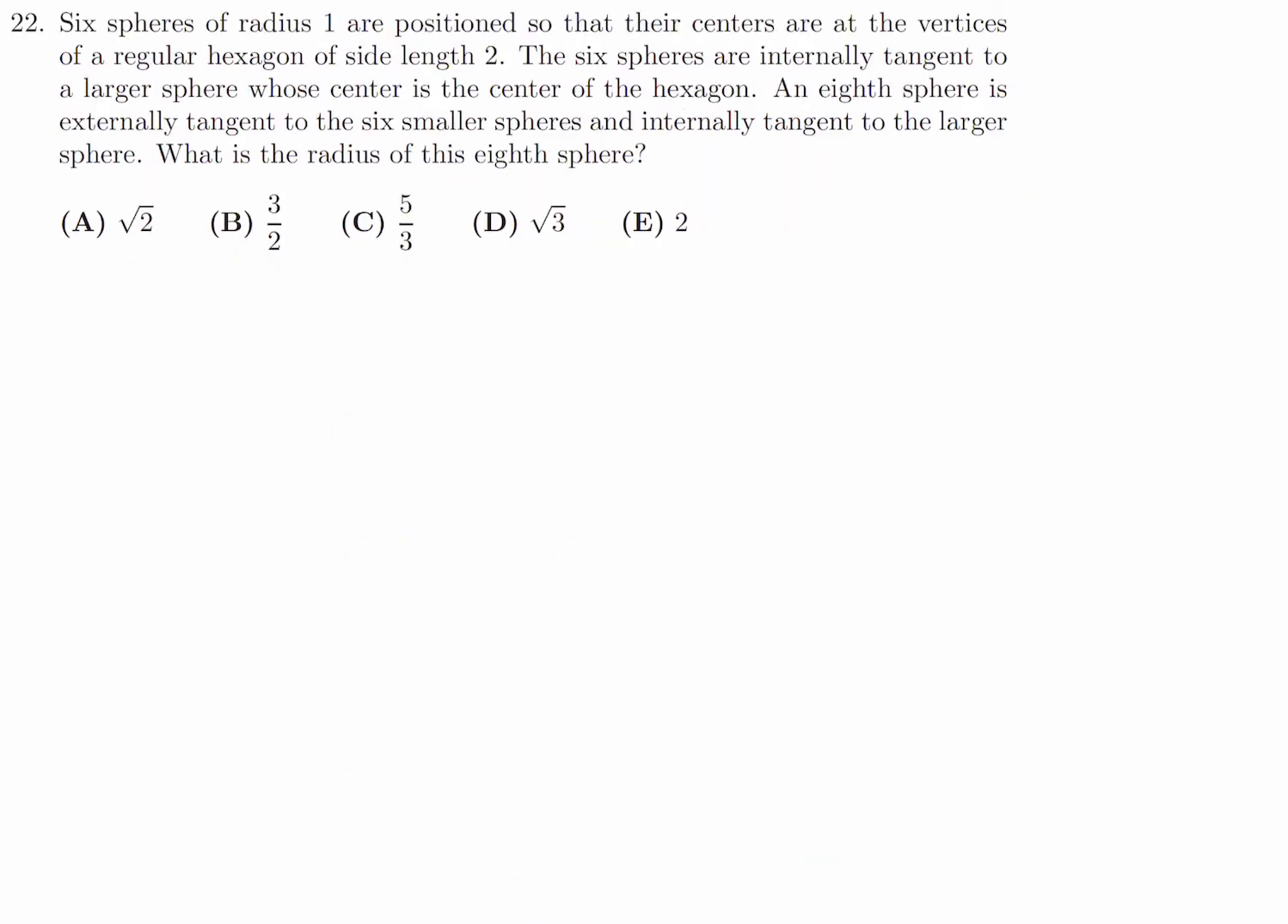6 spheres of radius 1 are positioned so that their centers are at the vertices of a regular hexagon of side length 2. The 6 spheres are internally tangent to a larger sphere whose center is the center of the hexagon. An 8th sphere is externally tangent to the 6 smaller spheres and internally tangent to the larger sphere. What is the radius of the 8th sphere?